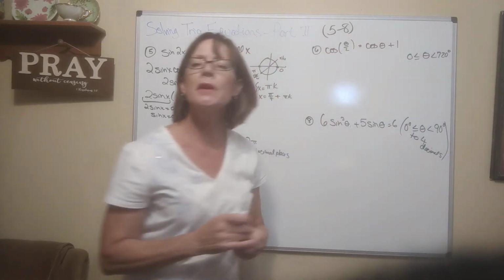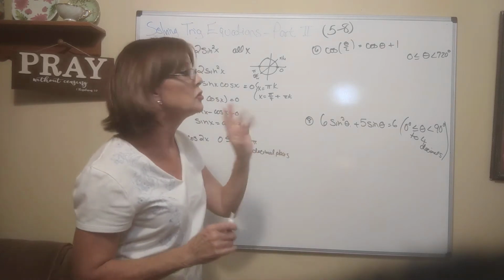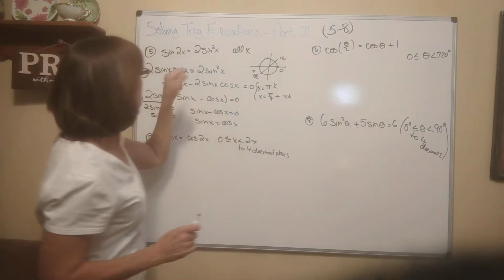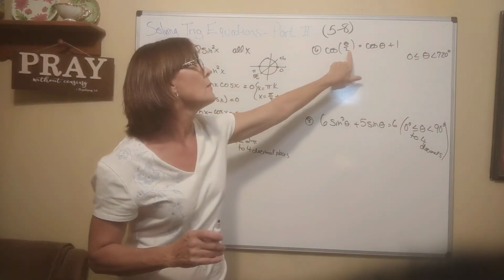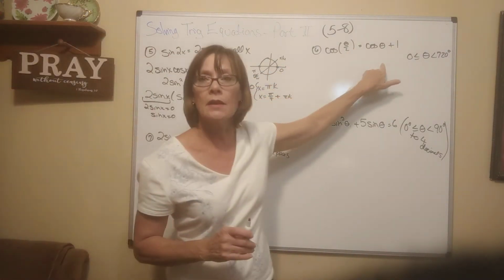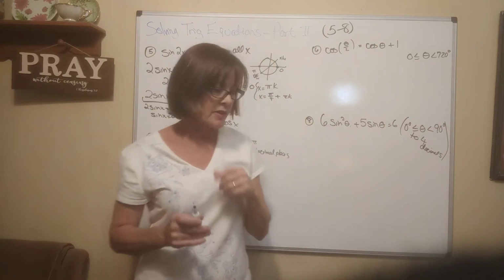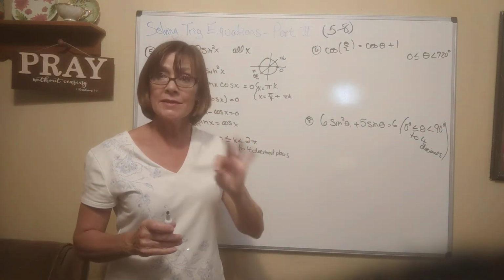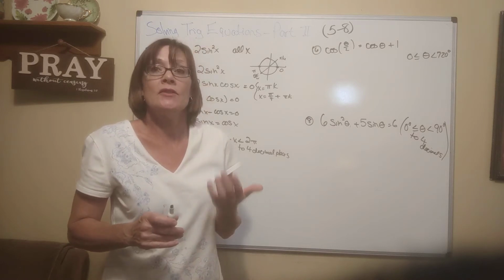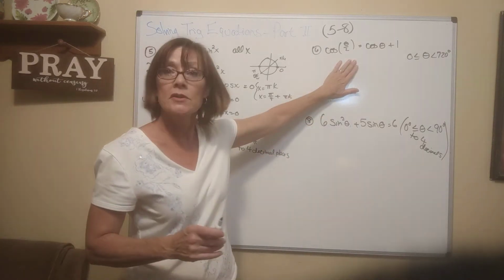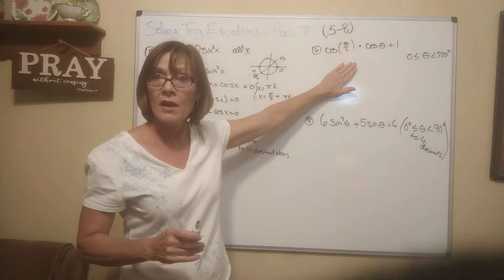Okay, number 6. This one is a little bit different because we have 2 different angles. In the last case, we had 2 different angles, x and 2x. Here, we have theta over 2 and theta. Now, we have seen a half angle before on that secant problem earlier, but that was the only trig function involved. Here, we have more than one trig function involved, and we have a half angle.